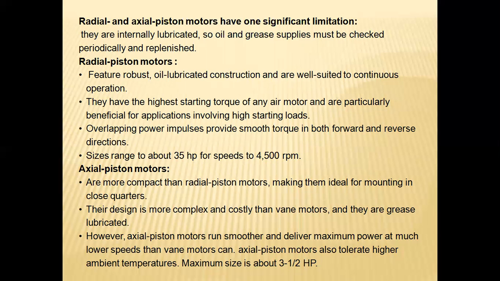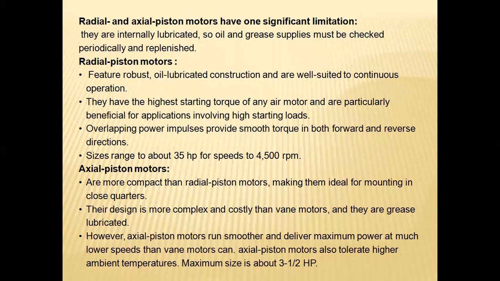Coming to the radial piston motors, these feature a robust, oil-lubricated construction and are well suited for continuous operation. Moreover, these have the highest starting torque. Many of these motors are particularly beneficial for applications involving high starting loads, with speeds ranging up to 4500 RPM in the case of radial piston motors.